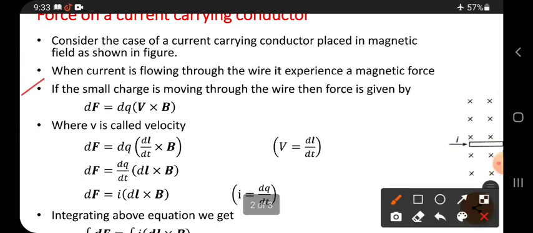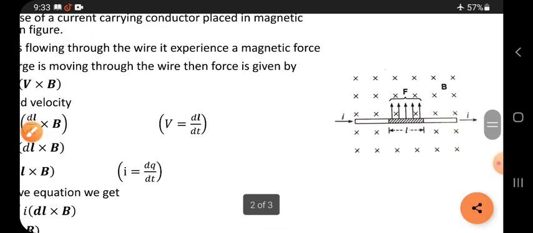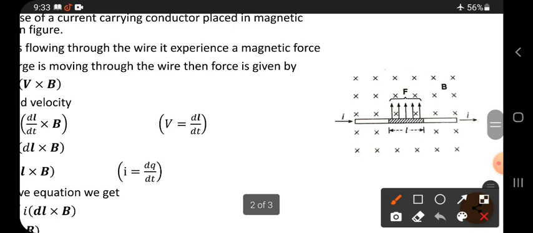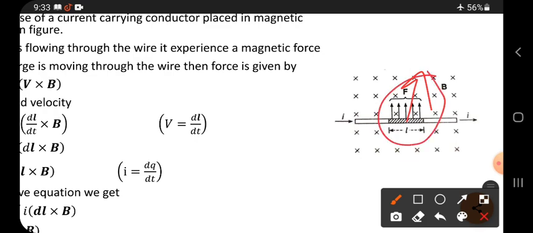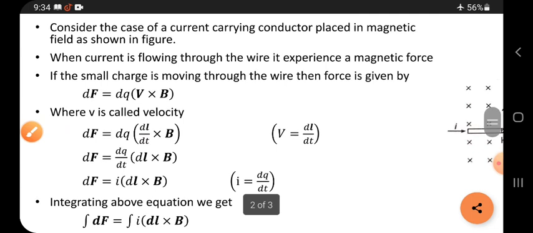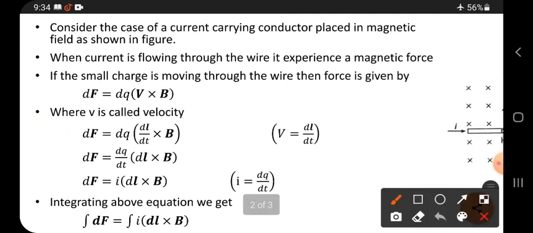When a current is flowing through the wire, it experiences a magnetic force, right? That force is in the upward direction, and why it is in the upward direction can be explained in this lesson only at the last. So please watch till the end of this video.